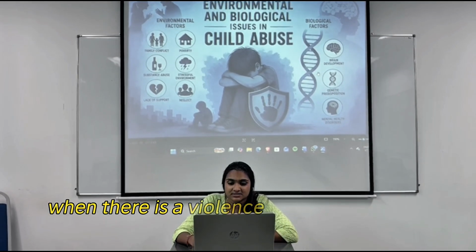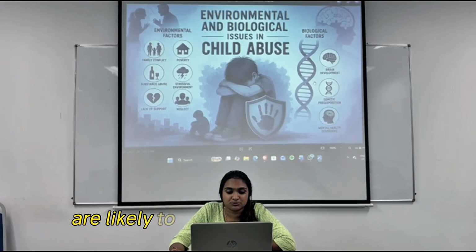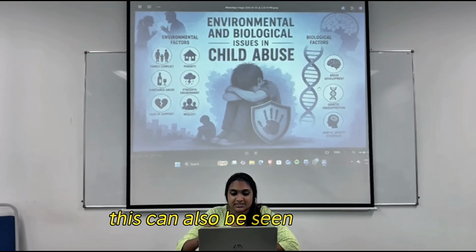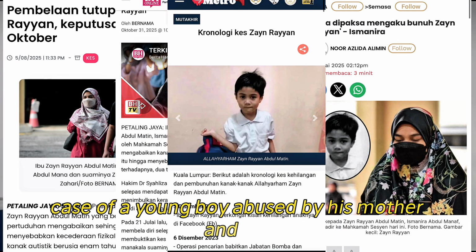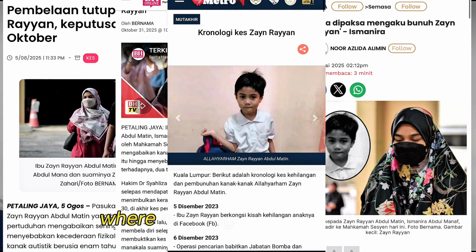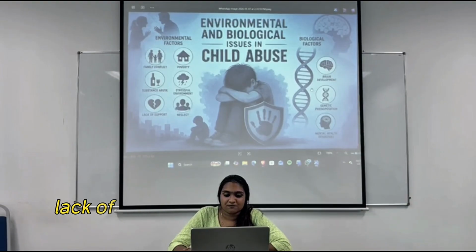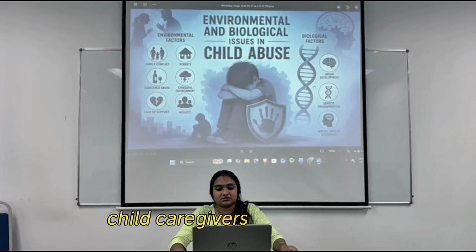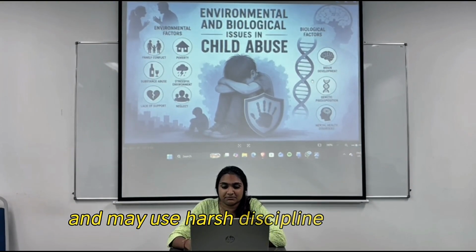When there is violence or instability in the household, children are more likely to become victims of abuse. This can also be seen in a 2023 case of a young boy abused by his mother and her partner in Johor, where ongoing family conflicts and poor caregiving contributed to the abuse. In addition, lack of parenting knowledge is also a key factor. Caregivers may not fully understand child development and may use harsh discipline.